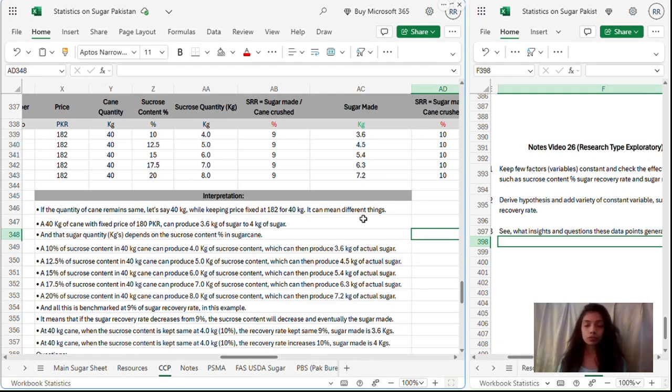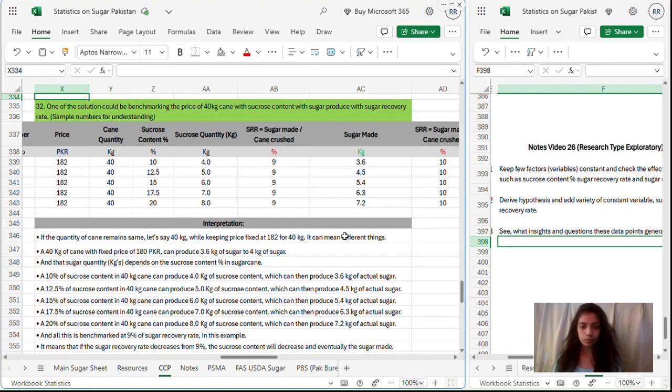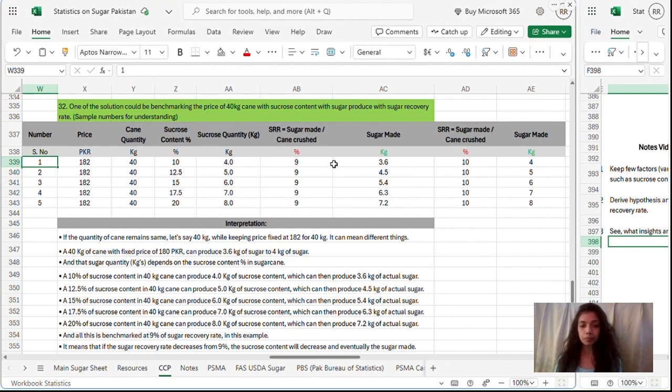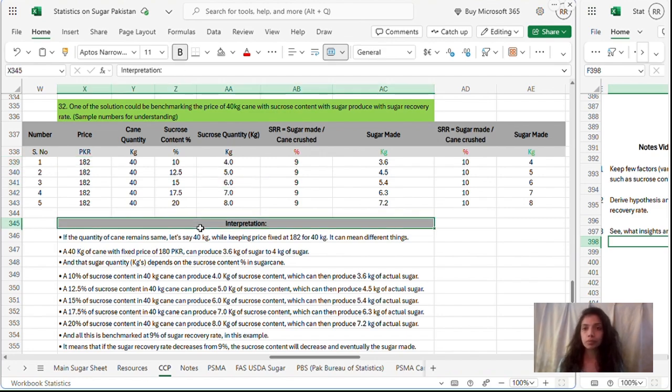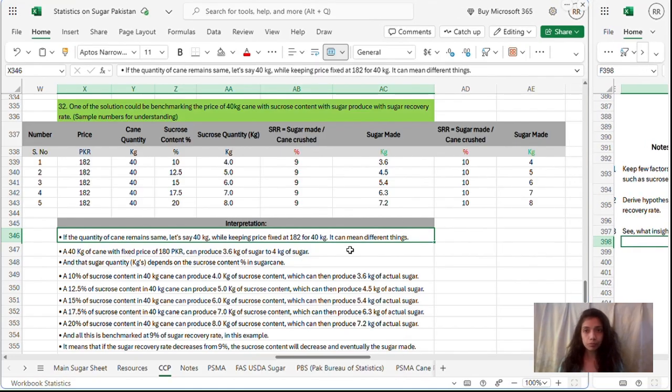Hi. So yesterday we started here. One of the solutions to benchmark the sugarcane quantity and price was to benchmark it with the sucrose content percentage as well. Yesterday we briefly discussed this table here. Today I plan to do the interpretation of it so that everything becomes clear in terms of understanding.